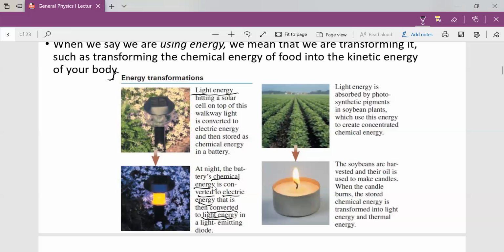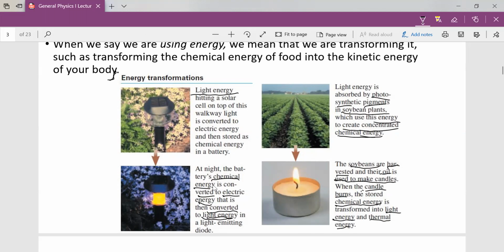We also see another process. The light energy from the sun is absorbed through photosynthesis by the pigment of the soybean plant. And the energy created is concentrated as chemical energy and stored. Now, from that soybean that was harvested, the oil, which holds the chemical energy absorbed from the sun, is used to make candles. Okay, and then the candles are later burned, which converts the chemical energy back into light energy as well. And thermal energy is also given off to the environment.